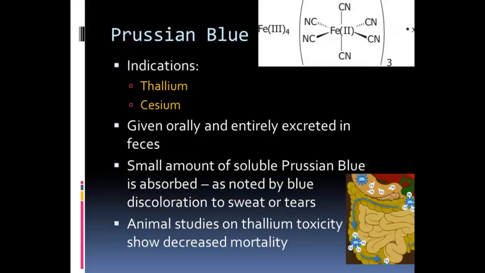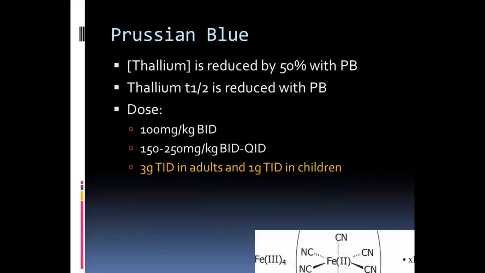And in animal studies, it does decrease mortality in thallium poisoning. And thallium concentrations are decreased and the half-life is reduced. So the dosing is somewhat variable, but the most straightforward thing is in an adult, generally it's 3 grams TID, and in children 1 gram TID. This is not absorbed very much, so using that rule, 3 grams in adults, 1 gram in children TID, is a reasonable starting place to treat someone.